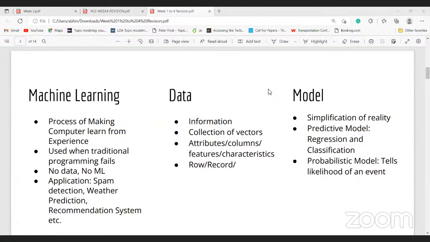The next type of model is the probabilistic model, where you do not predict something, but you find likelihood. What is the probability of a person being in Mumbai on this particular date is a probabilistic model. Or what is the probability of Rishi Sunak winning the UK prime minister election? That is again a probabilistic model, where your output is a probability, not a particular number or class.